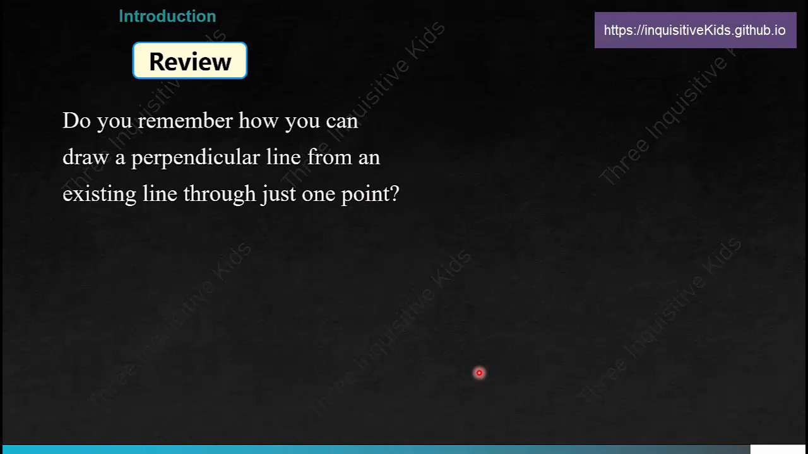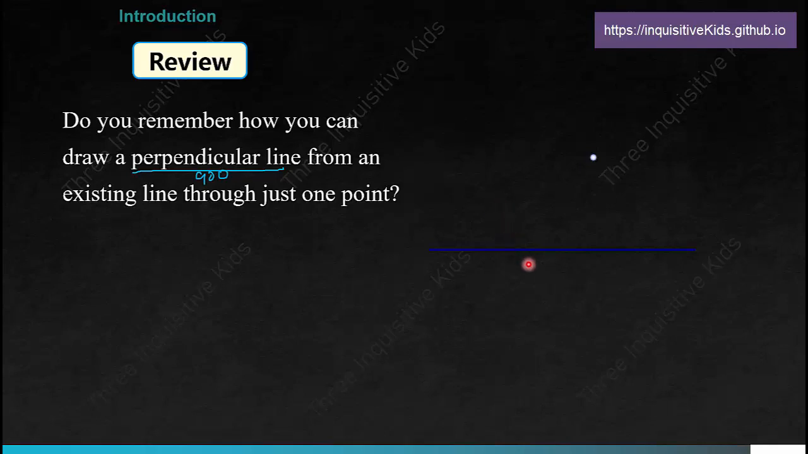Do you remember how you can draw a perpendicular line from an existing line through just one point? Over here we see an existing line, and then there is a random point. If we want to draw a perpendicular line, remember a perpendicular line has to intersect this original line at 90 degrees. Remember that? So from a random point to this existing line, we can draw a perpendicular line.